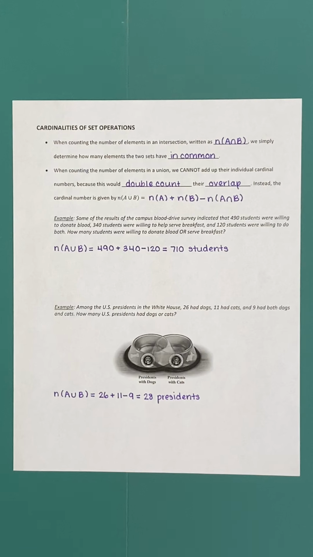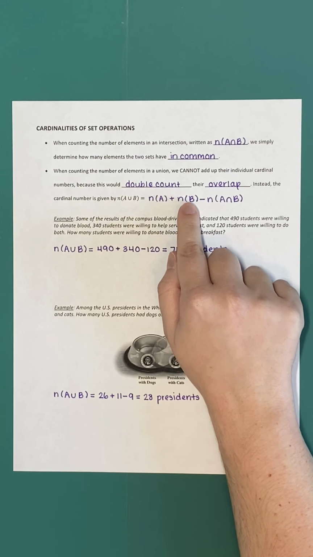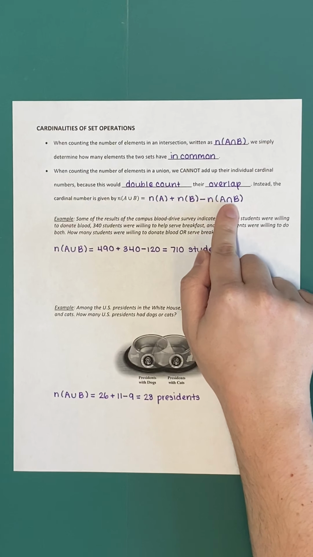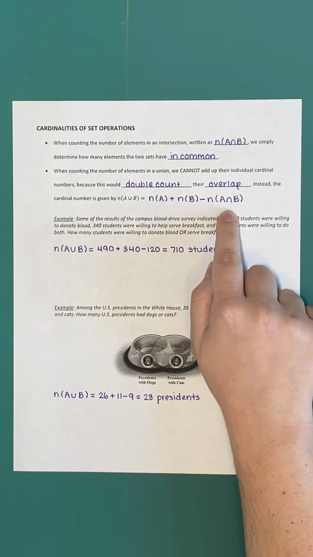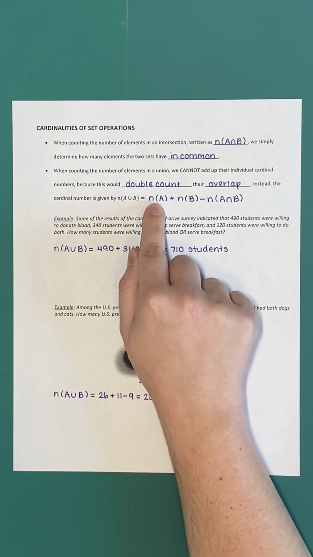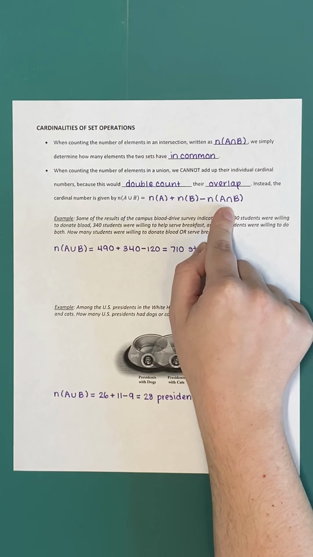So you are going to add up the cardinal numbers for the individual sets, but you have to do a minor adjustment. You're going to take the cardinal number of one set, add the cardinal number of the other, but then you want to subtract the cardinal number for the intersection. So the number of elements in A union B is going to be the number of elements in A, plus the number of elements in B, minus the number of elements in the intersection.